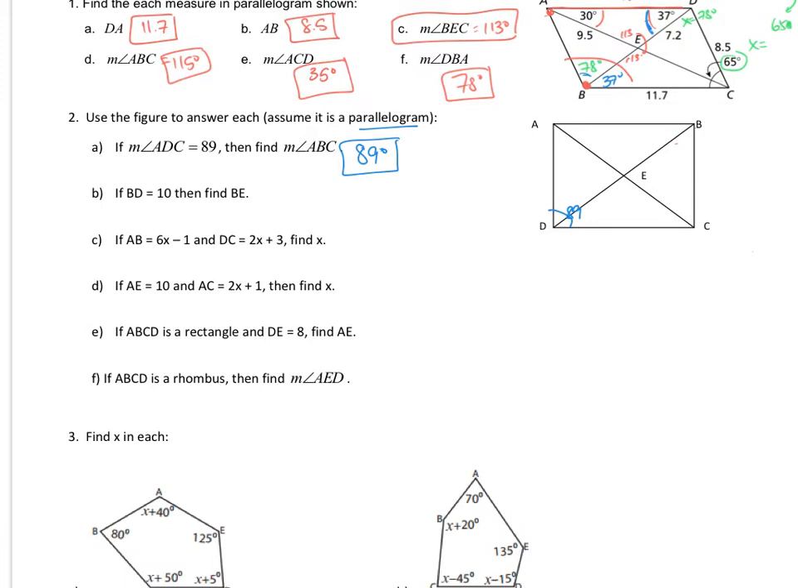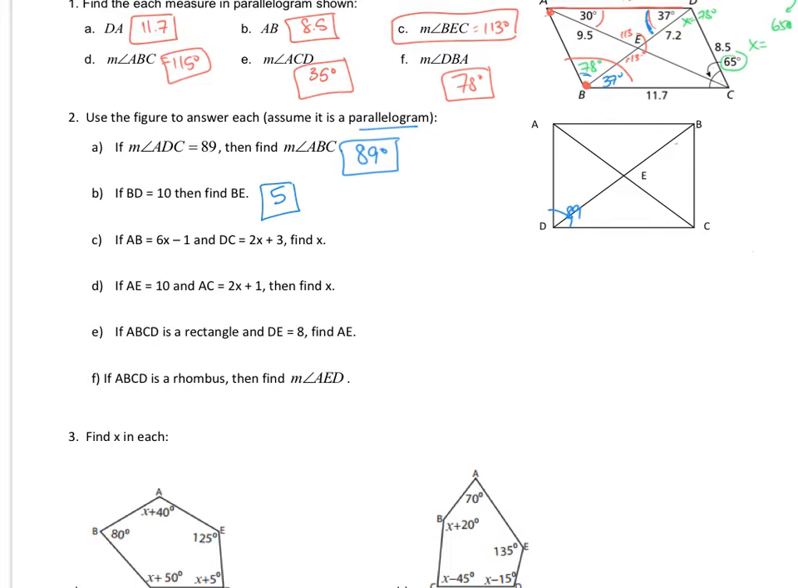Part B, if BD is 10, so this is a whole different question now. If BD is 10, what will B to E be? Well, the diagonals on a rectangle or on any parallelogram bisect each other. So if BD is 10, that piece will be 5. Okay, moving on to the next one.